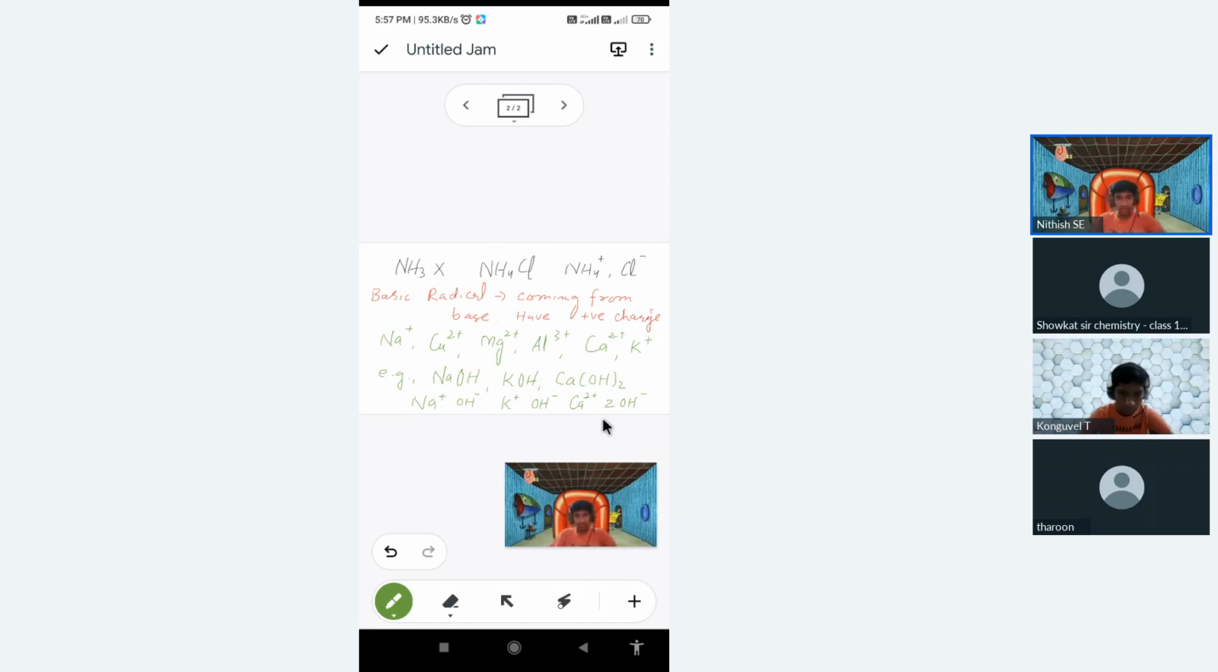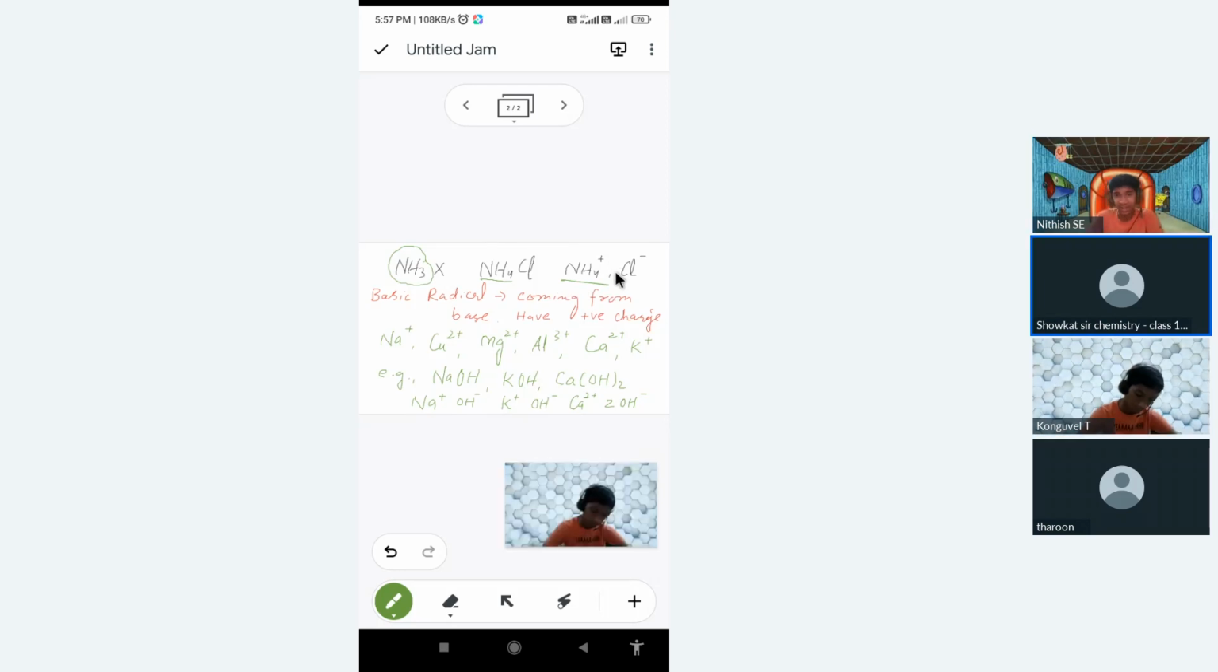So have you noted down? How come ammonia or ammonium not become a radical? Ammonia is not a radical because there is no charge on this, but this NH4, it is a radical because it is in the form of NH4+. Okay, now I understand.